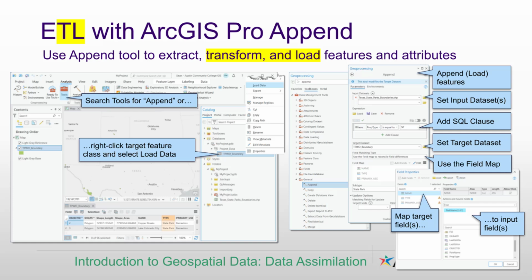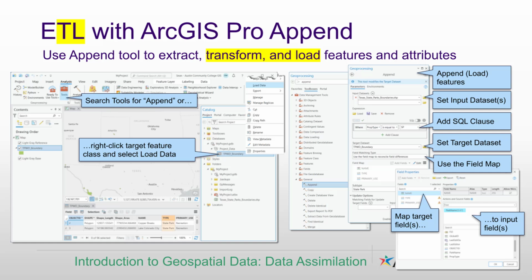So we can use the Append tool to extract, transform, and load features and attributes. In ArcGIS Pro, that begins from the Analysis ribbon and clicking on Tools. And then in the Geoprocessing pane, you can search for and open up the Append tool. The other way, and the more common way that I access the Append tool in ArcGIS Pro, is from the Catalog pane. I will go to the feature class to which I want to append features, and simply right-click on it in Catalog and select Load Data. This approach also opens up that very same geoprocessing Append tool.